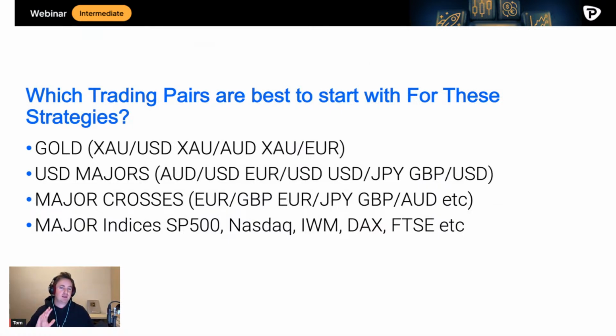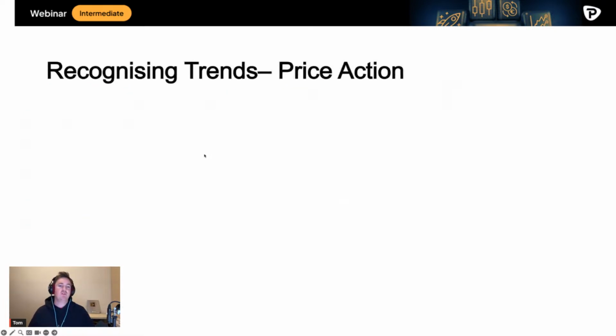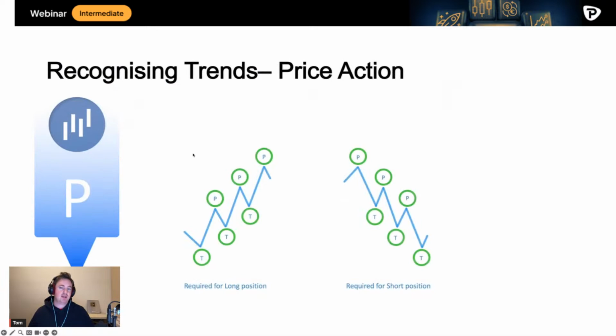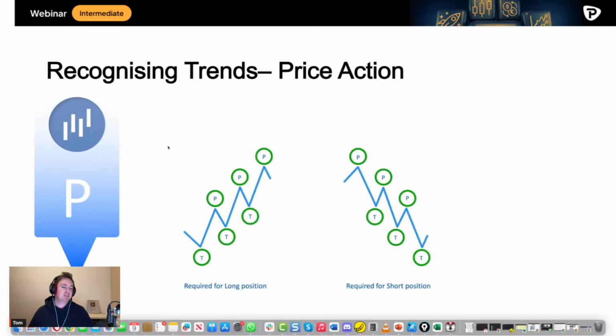So, which trade pairs are best to start with? Here's a couple of examples. And I think all of these would be relatively helpful for most of you out there. Let's now move over to recognizing price trends. How do we actually recognize the beginning of something that's going to be big?